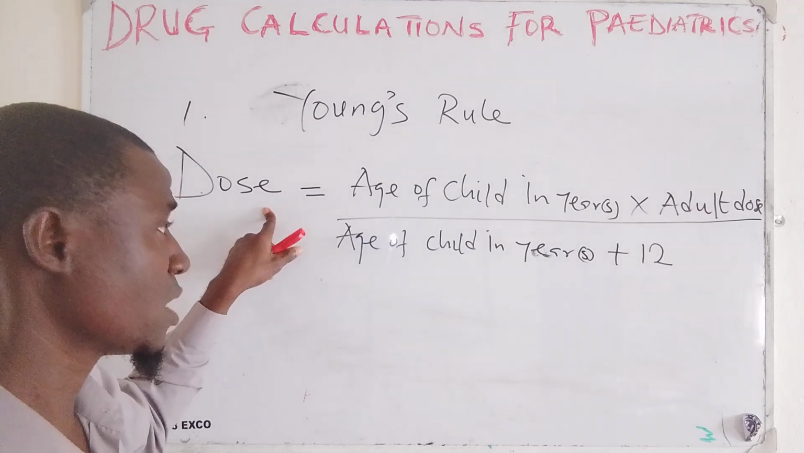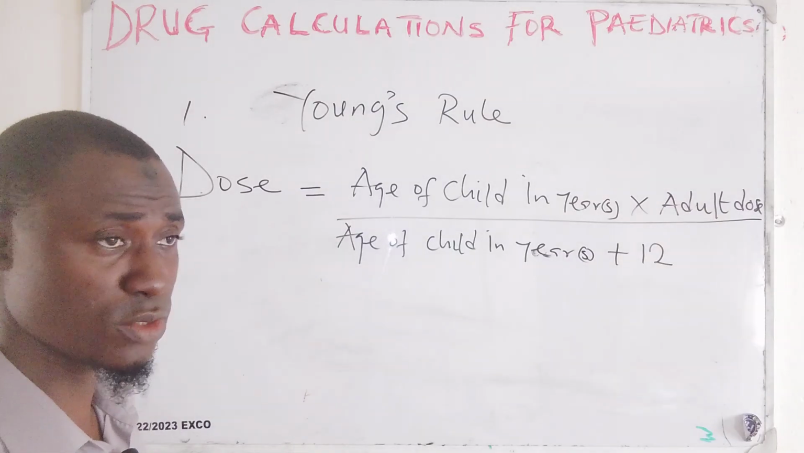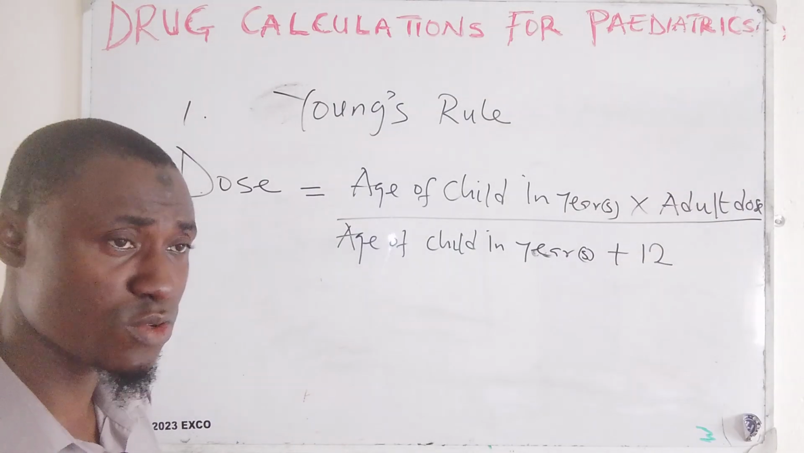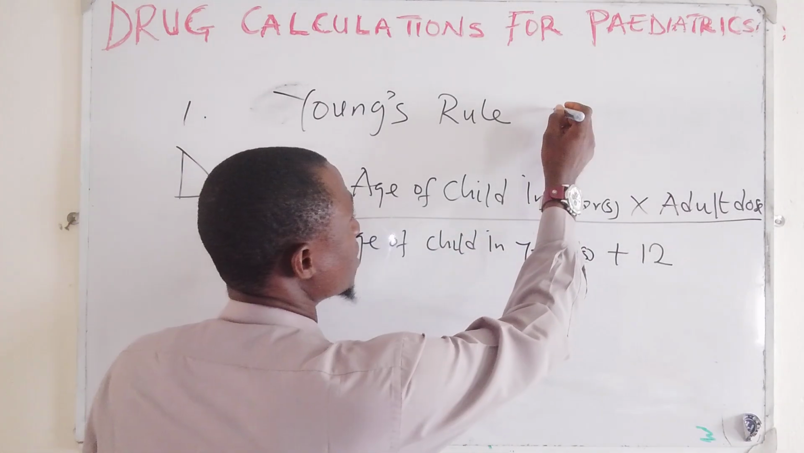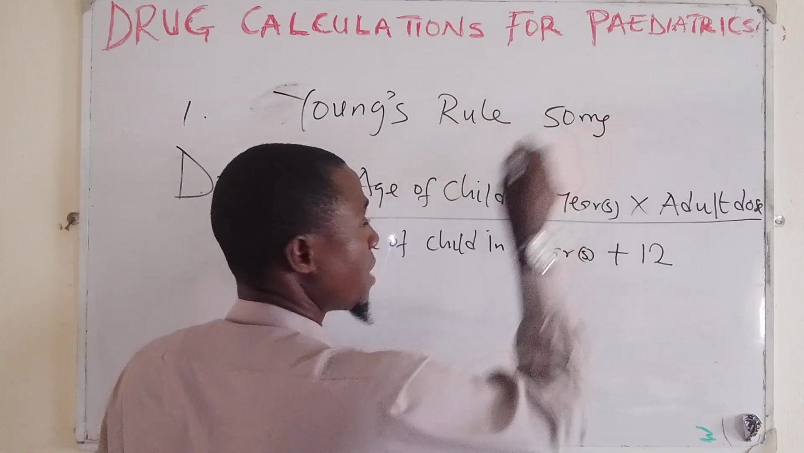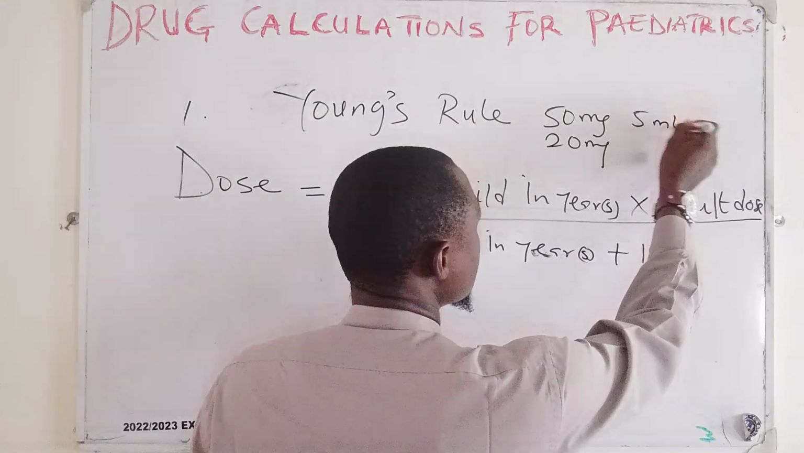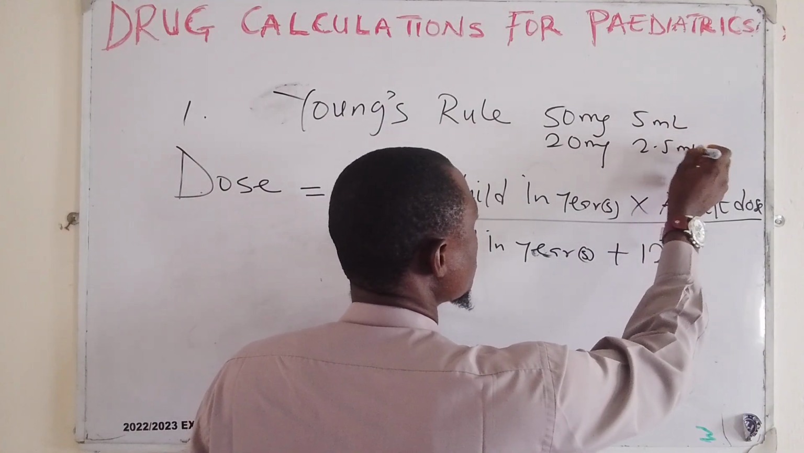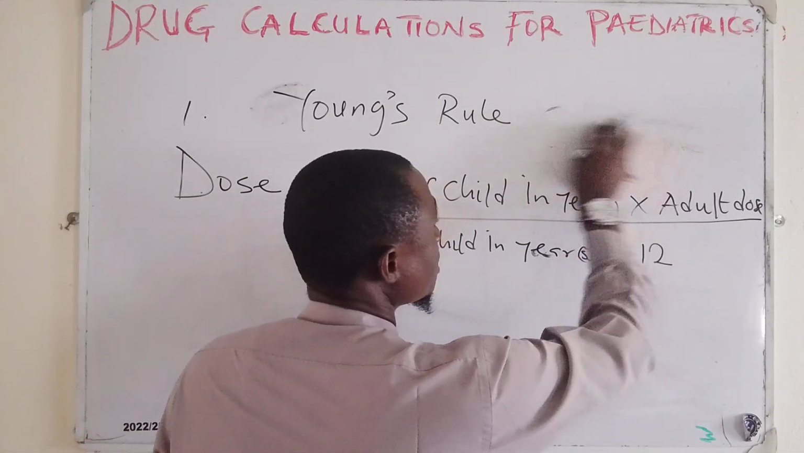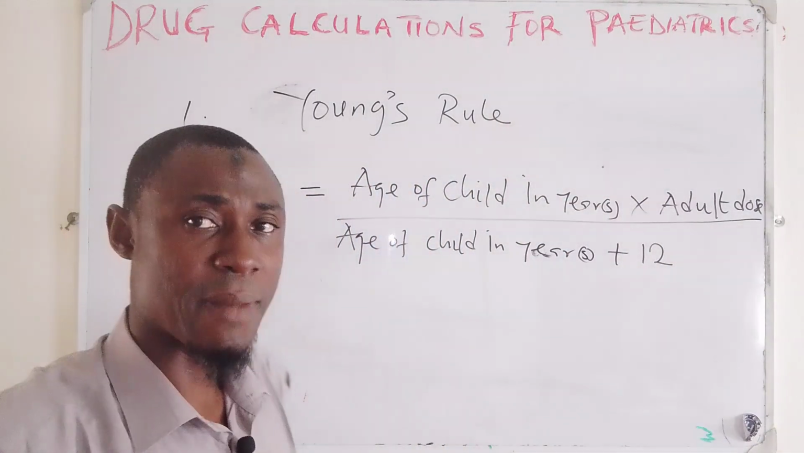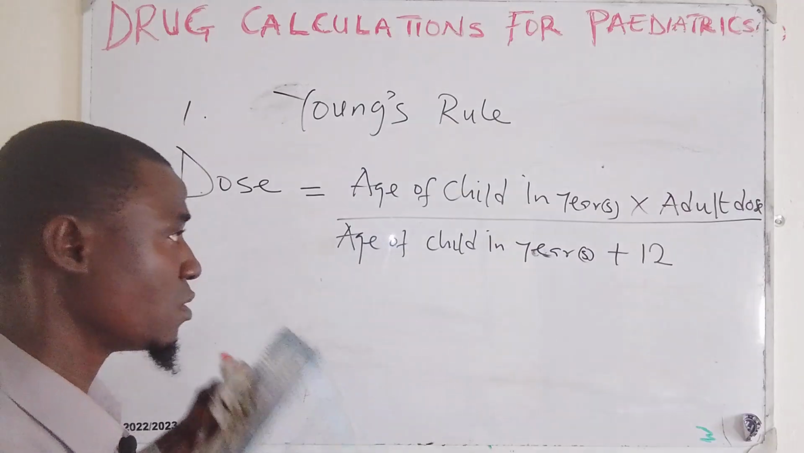Dose of the drug you are given. And what is dose? Of course, dose is simply the amount of a drug you are going to administer. Now, what do you mean by amount? Maybe I am to administer 50 milligrams. So this is now the amount. This is the dose. I can administer 20 milligrams. I can administer 5 mil. I can administer 2.5 mil. So all of these are examples of doses. So dose is just the amount of a drug you are to administer or give to a child or someone.